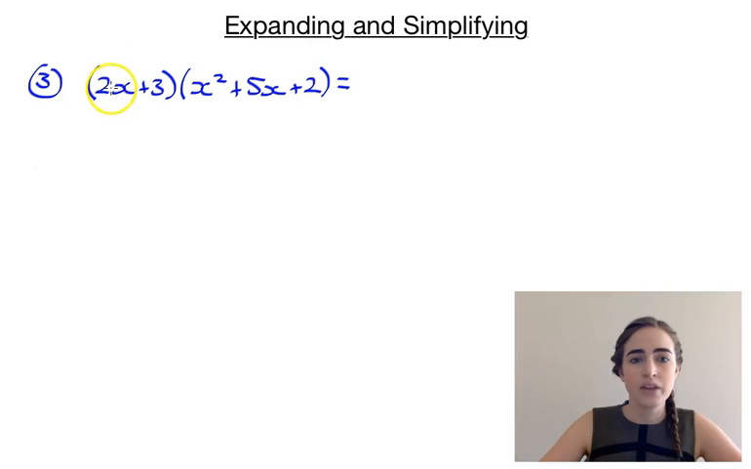So we'll start with the 2x and multiply it by all three things, and then we'll go through with the 3. If you find it helps you to keep track of it, you can draw your little arcs on as you go as well, but I'm not going to do that in here.